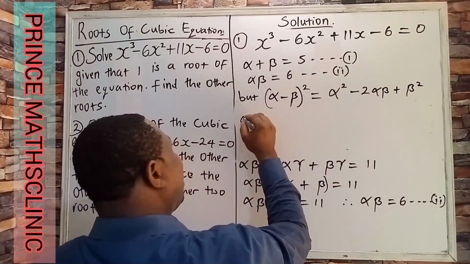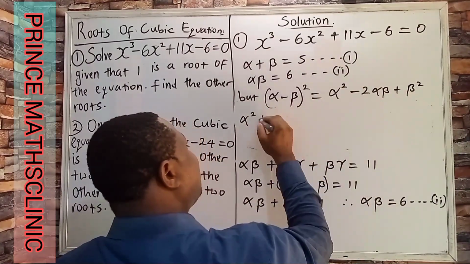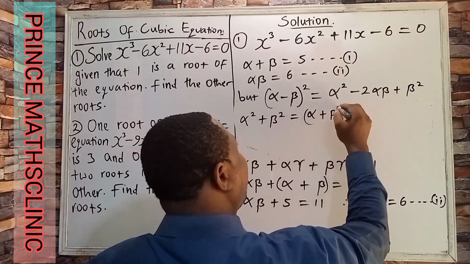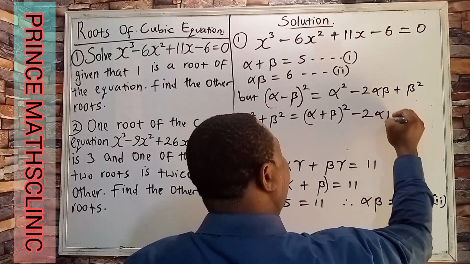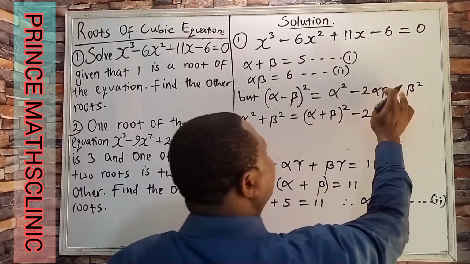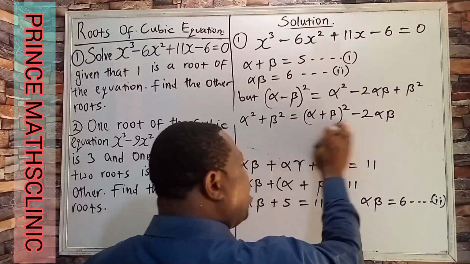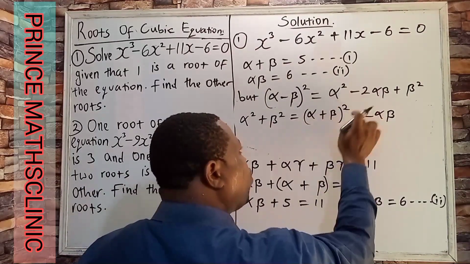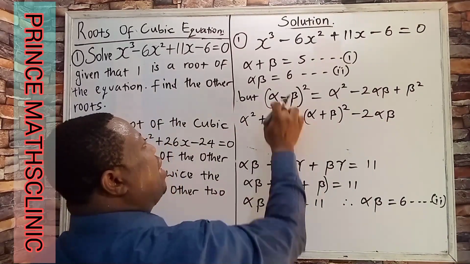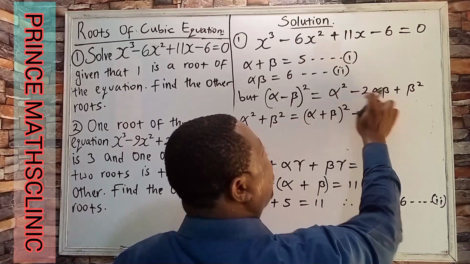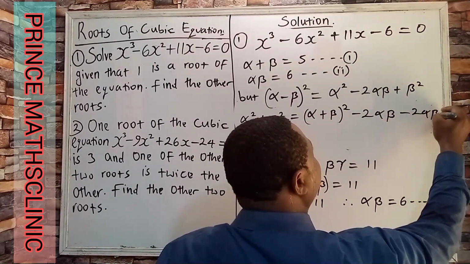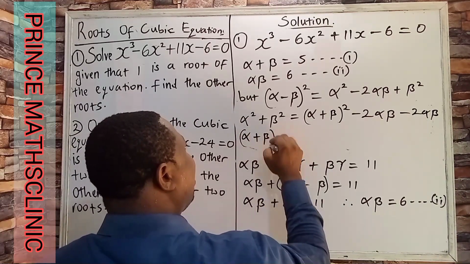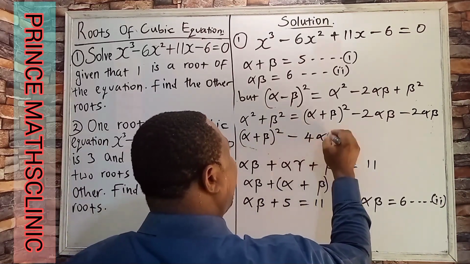Then if you now bring alpha squared plus beta squared, it is the same thing as alpha plus beta squared minus 2 alpha beta. That is, if you bring this alpha squared plus beta squared, the symmetric formula says that we should put alpha and beta in a square minus 2 alpha beta. Then remember, originally it starts with negative 2 alpha beta. So I'll put that 2 alpha beta. So it then means that at the end, you are going to have alpha plus beta squared minus 4 alpha beta.